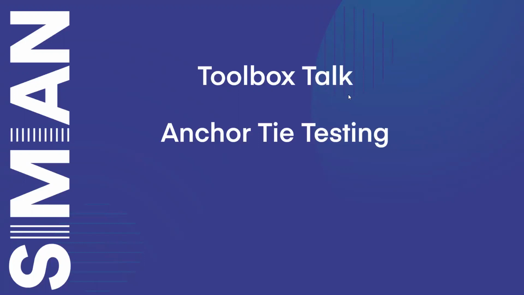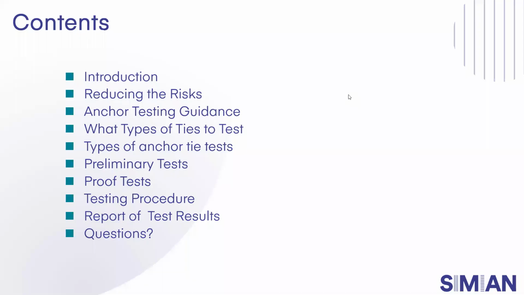So what we're going to cover today are reducing the risk, so how can we reduce the risk using ties, different types of stability measures, the anchor testing guidance, what types we need to test, the types of anchor ties and the types of tests that we can do, the testing procedure, and also what we need to do in terms of reporting the test results. Like I said, there's a slide at the end where you'll have opportunity to ask any questions that you may have.